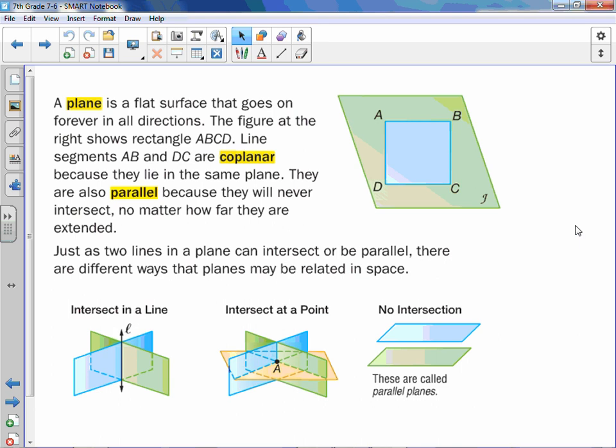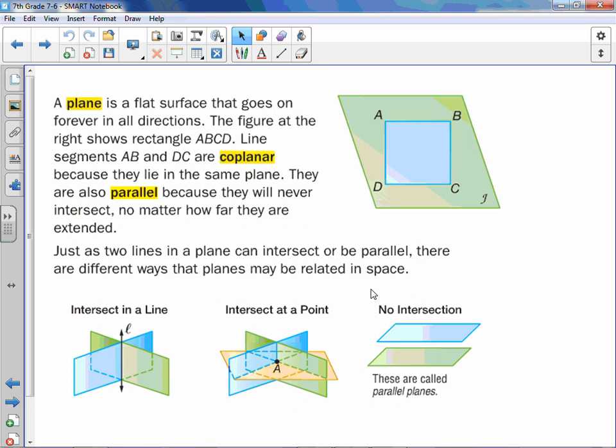A plane is a flat surface that goes on forever in all directions. The figure at the right shows rectangle ABCD. Line segments AB and DC are coplanar because they lie on the same plane. They are also parallel because they will never intersect, no matter how far they extend.